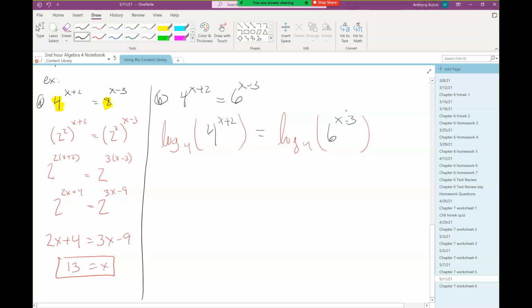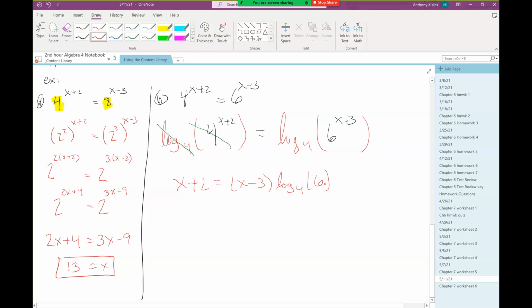Everybody so far so good with what I've written down here? Now I know that log base 4 cancels exponent base 4. So on the right-hand side, I'm left with just the x plus 2 from the exponent. On the right-hand side, I'm going to use the power property. That allows me to move the x minus 3 to the coefficient, just like we would have in last night's homework.